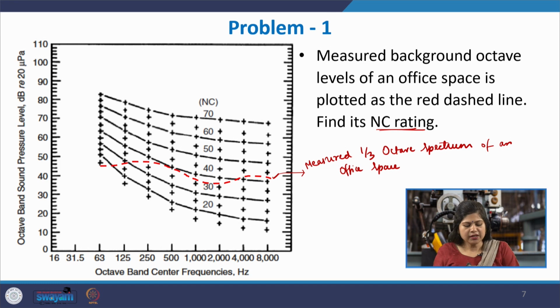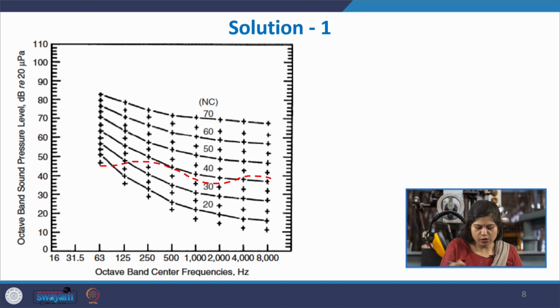So, we have plotted the 1/3 octave spectrum of this space against the standard NC curves, and we want to see which is the closest NC curve at no point of which the measured octave levels exceed it. Let us solve it. Say we start with NC 40 and see whether this is true. At most points, the measured octave spectrum is below the NC 40 curve; it is only within this small region that it is just above it.